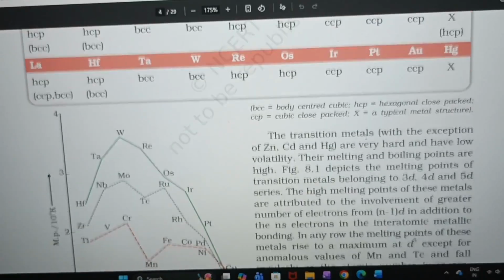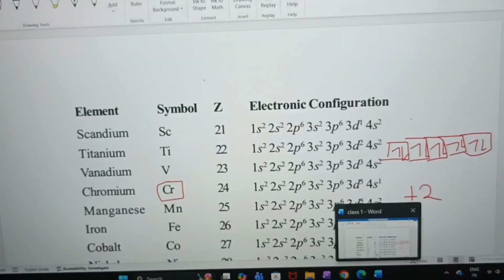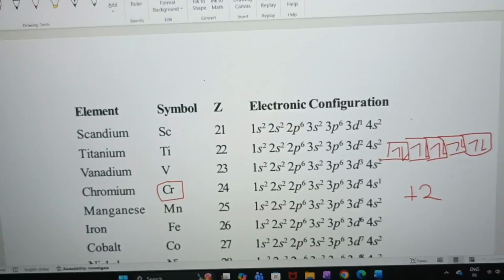There are certain exceptions: zinc, cadmium, mercury are not hard, they are soft. They might ask you the reason why they are soft metals. It is because of low enthalpy of atomization. Enthalpy of atomization: generally in any of these metals, the atoms will be bonded like this, they're solid, right? So one atom will be bonded like this, tightly packed.